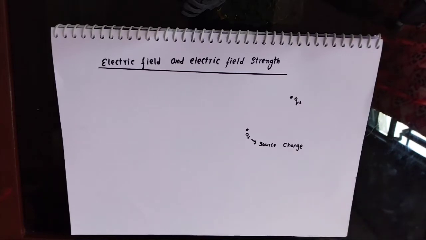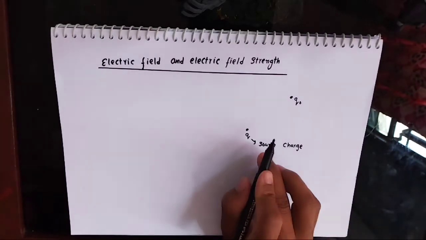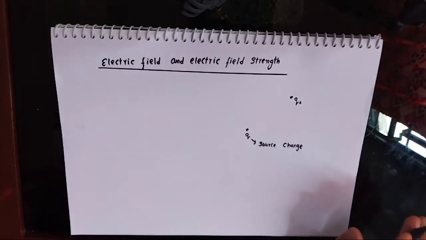So what is an electric field? A region of space around a charge or a system of charges in which another charged particle experiences electrostatic force is called an electric field.